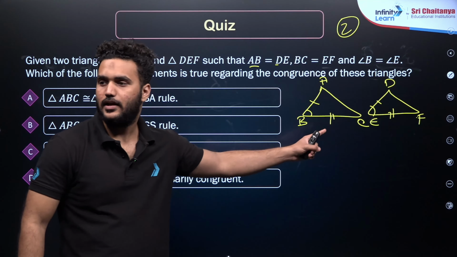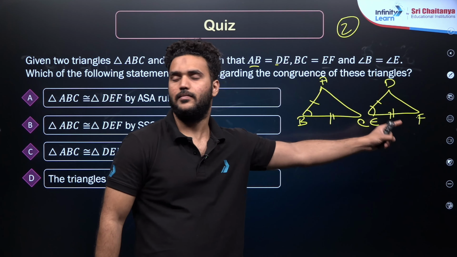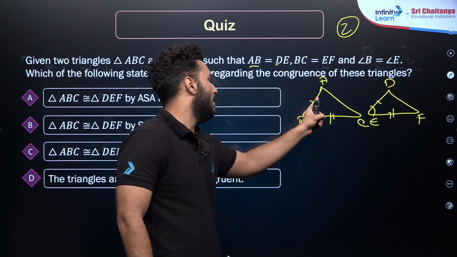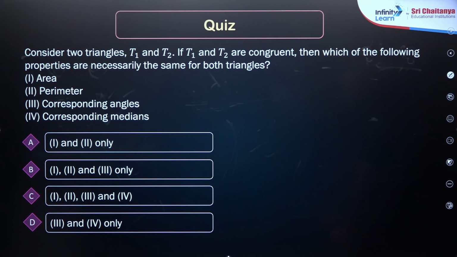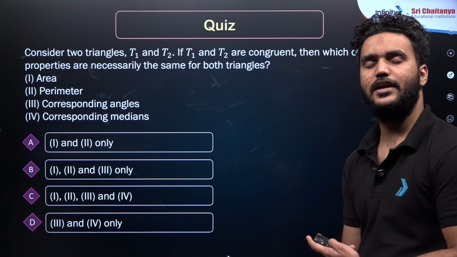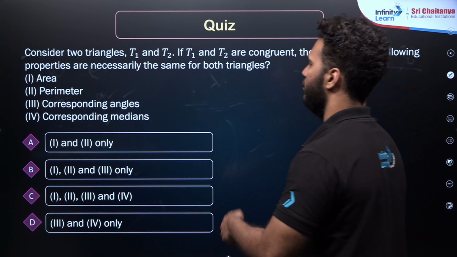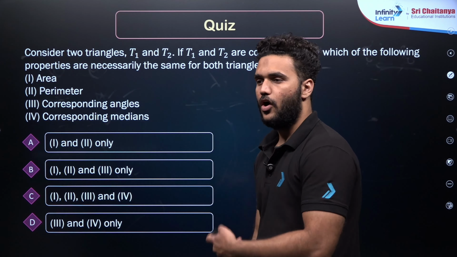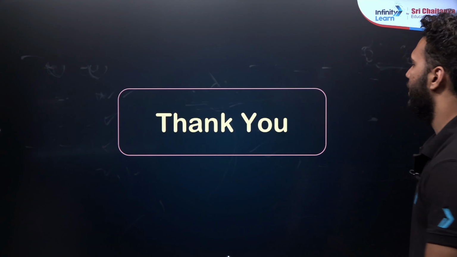Can you see this? S, A, S. Simple. Now is it clear that we are proving that these two triangles are congruent by SAS? Okay? All options are right. Option C. Why? Because we have talked about it already: if two triangles are congruent, then every side, corresponding median, corresponding altitude, corresponding area, corresponding perimeter, all are equal. That's the property of congruent triangles.